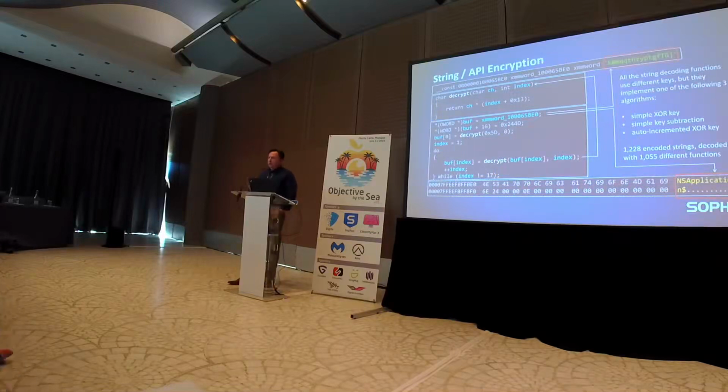All the strings, all the APIs are encrypted, and let's have a look at this particular case. Here on the bottom, you can find the fully decrypted string. It reads NS application name. In order to decrypt it, it calls this function, and let's have a look at how it does it. First, it gets the buffer. It puts into the buffer the XML word, which corresponds to a 16-byte integer.